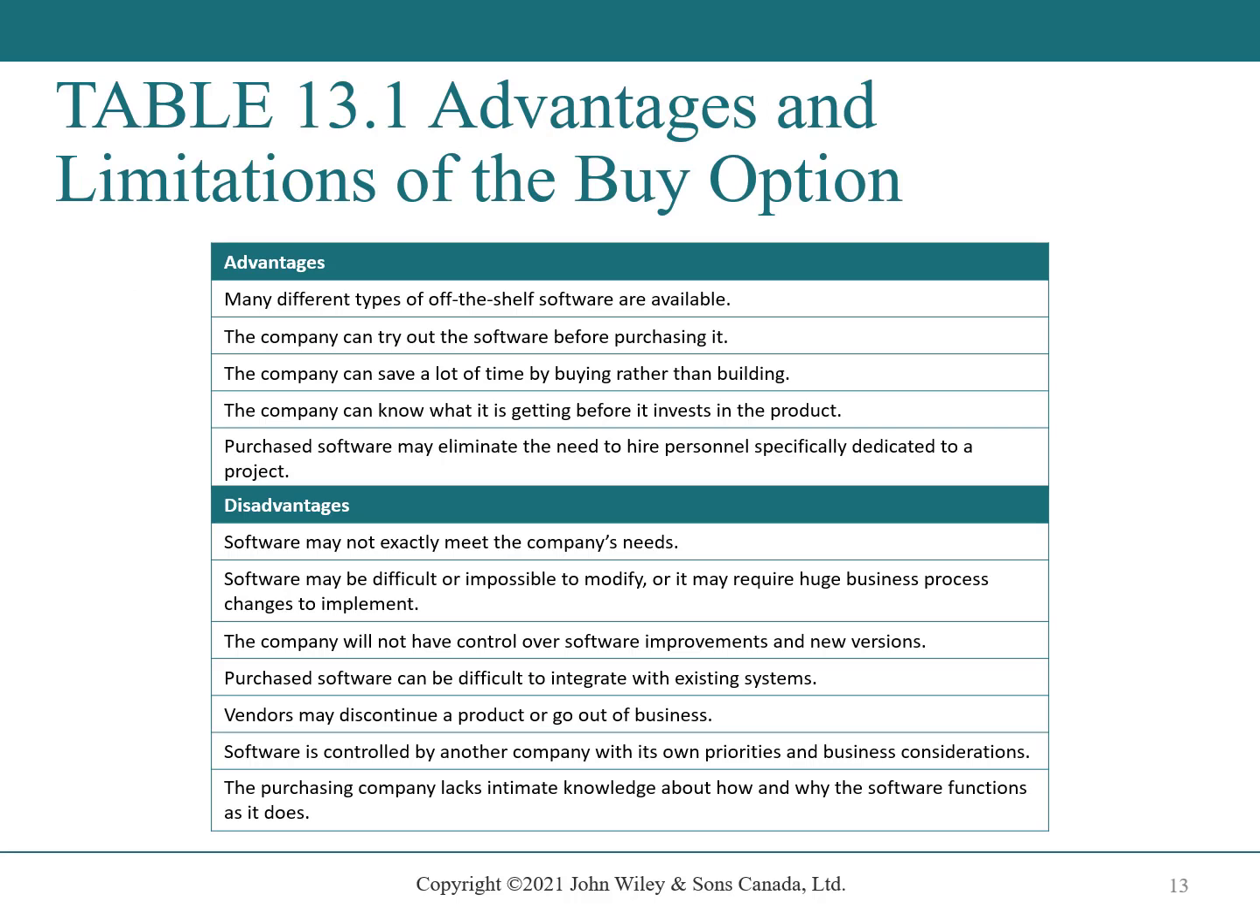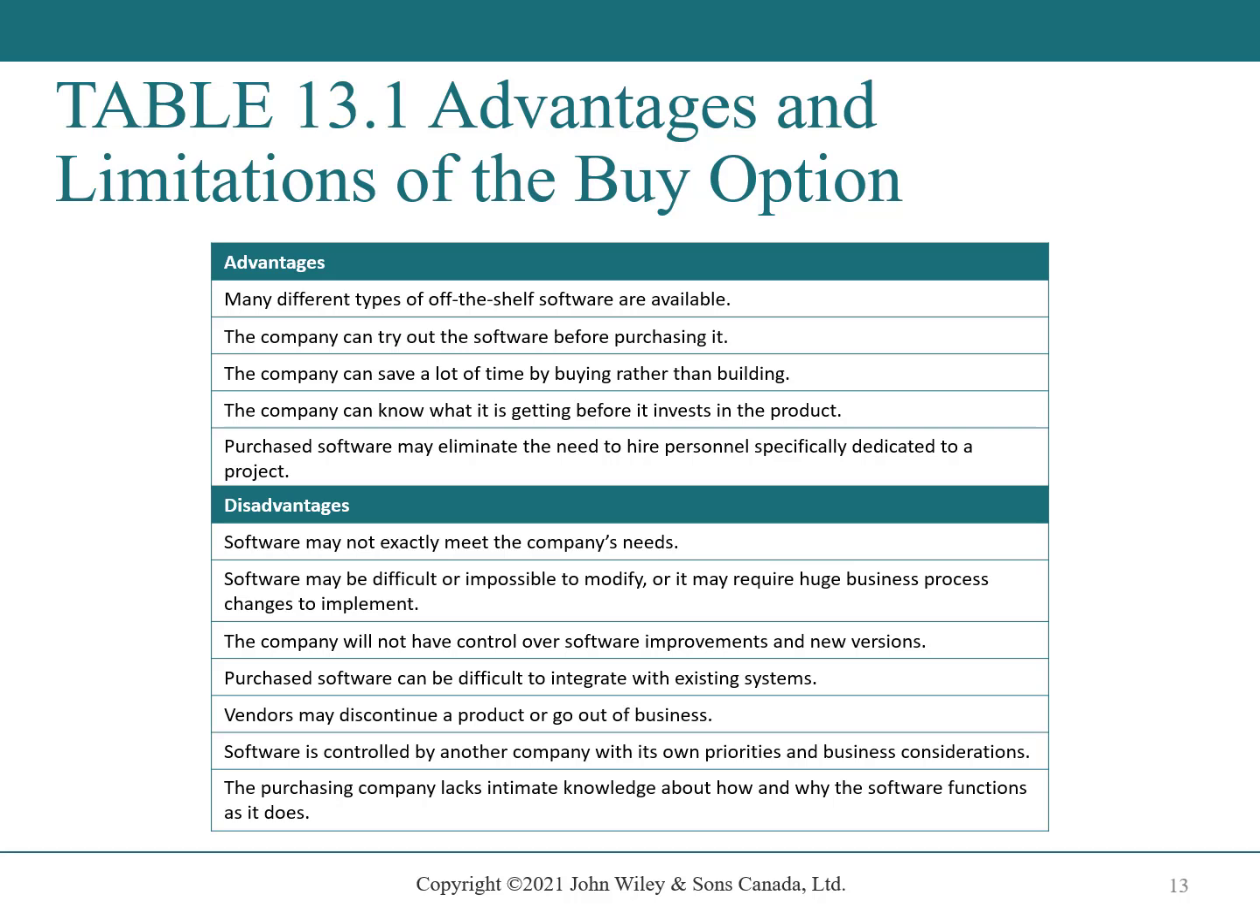Table 13.1, Advantages and Limitations of the Buy option. So the advantages are: many types of off-the-shelf software are available. The company can try out the software before purchasing it. The company can save a lot of time by buying rather than building. The company can know what it is getting before it invests in the product. And purchased software may eliminate the need to hire personnel specifically dedicated to a project.